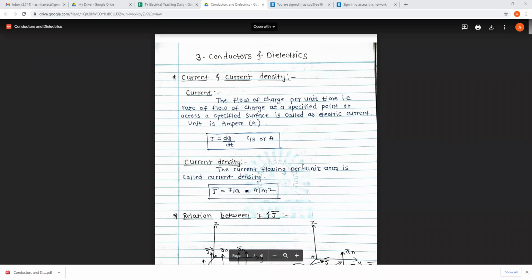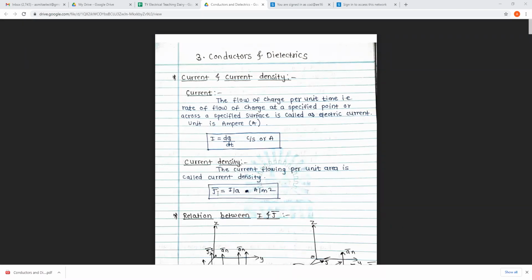Then the next point is current density. We have seen the flux density, right? We have seen different volume charge densities, etc. Any density is nothing but that particular term divided by area. So flux density is flux per unit area. That may be electric flux, that may be magnetic flux. Here the current density is nothing but current flowing per unit area.